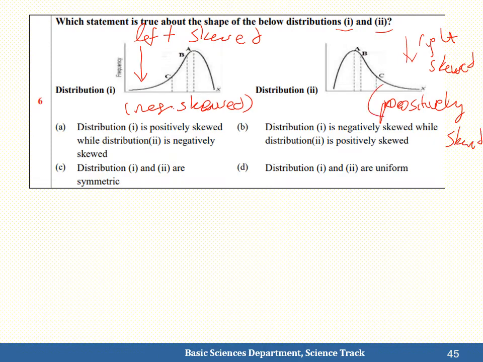So in this case, distribution I is left skewed or negatively skewed, and distribution 2i is right skewed or positively skewed. When you look at the choices here, distribution I is negatively skewed, distribution 2i is positively skewed. Okay, this is what we said.